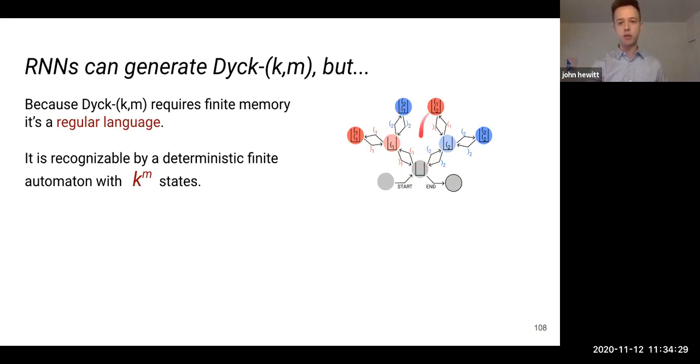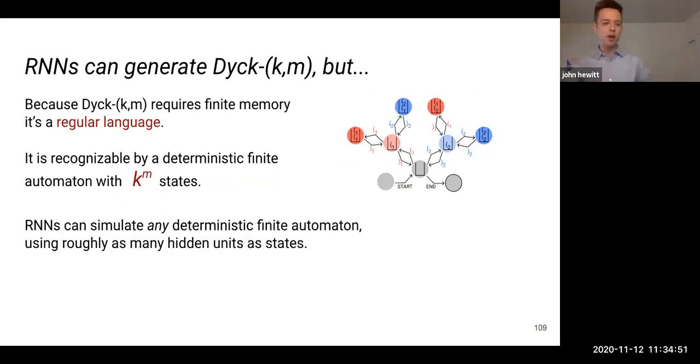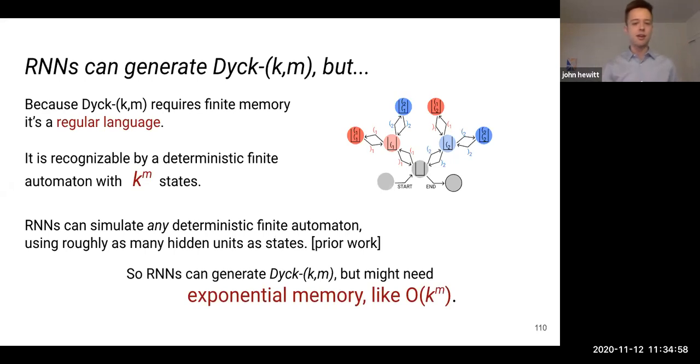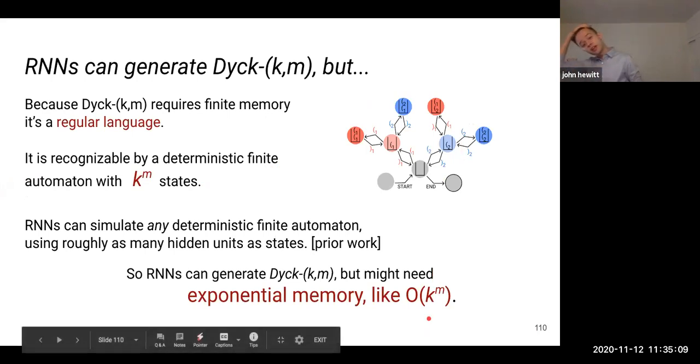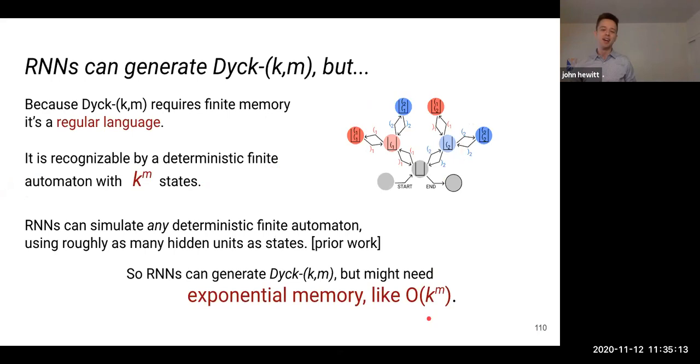Here's an example for Dyck-2,2. And for Dyck-k,m, you can think about the states as all possible configurations of the stack of up to m things. And so the automaton for Dyck-k,m has k to the m states. And that's a lot. Think of k as your vocabulary size and m as your stack depth. So it's known that RNNs can simulate any deterministic finite automaton, and you need roughly as many hidden units, the dimensionality of your RNN needs to be about the size of the number of states in the minimal finite automaton. So this sounds like, given prior work, you would need O of k to the m hidden units, and that's a lot. So it's like, yes, you could, but it doesn't mean anything because no one makes RNNs that big.